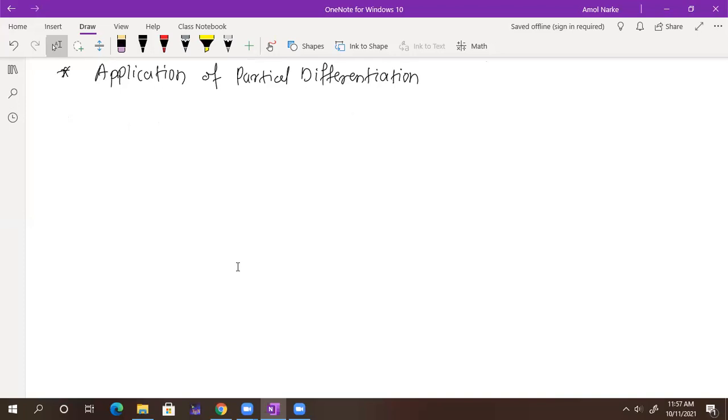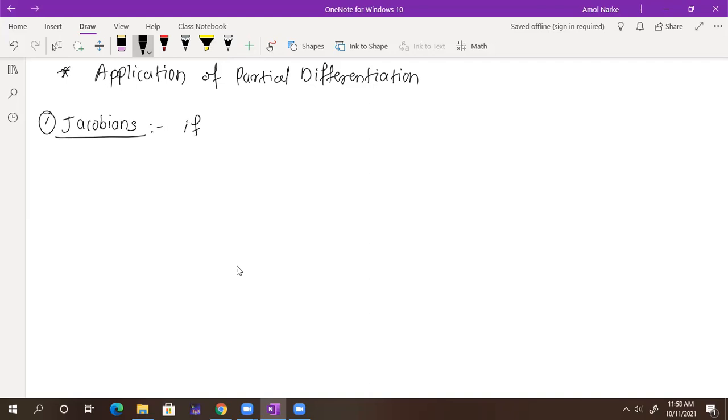Don't bother. Okay, so application of partial differentiation, we have a total of 5 applications. In that, the first one is nothing but the Jacobian. So what is Jacobian? Let's see the definition first.